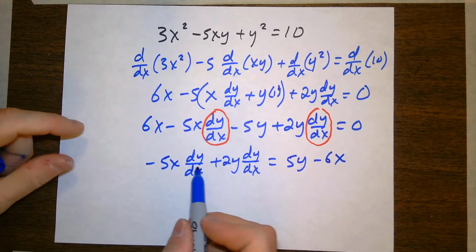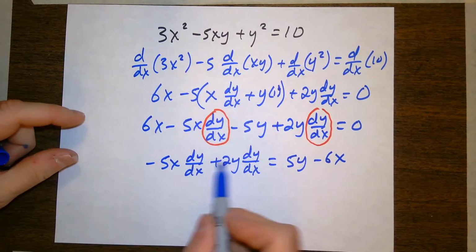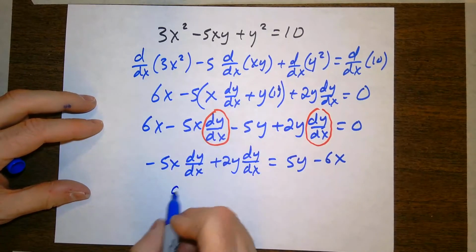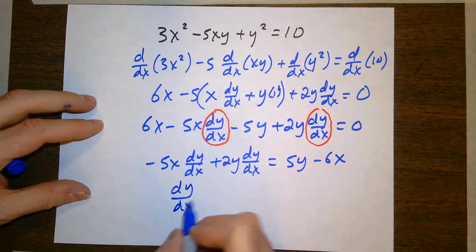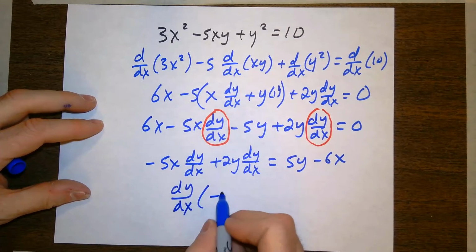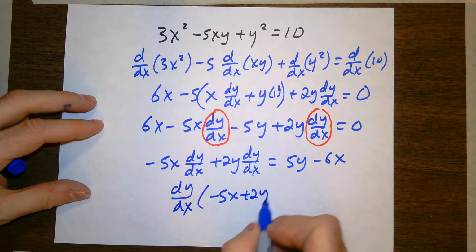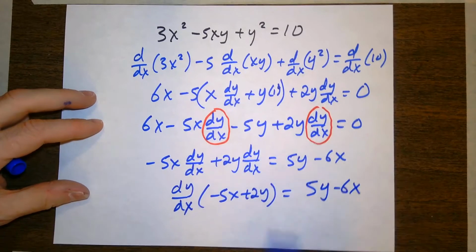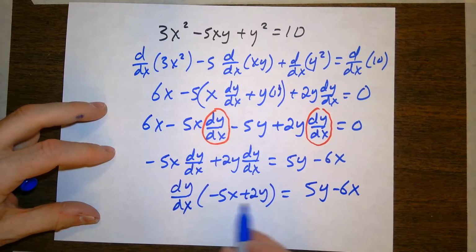Now I've got all the terms that have dy/dx on one side, everything else on the other side. Factor out the dy/dx. dy/dx times, and I've got negative 5x plus 2y, equals 5y minus 6x. And then as you can imagine, I'm going to divide both sides by this.